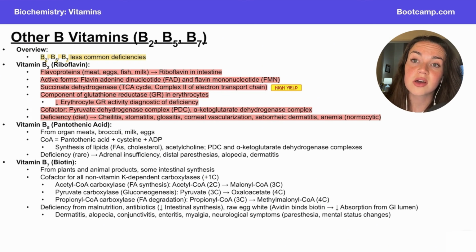The next vitamin we'll talk about is vitamin B5 or pantothenic acid. Your dietary sources of these are organ meats, broccoli, milk, and eggs. And the big important thing about pantothenic acid is it is one of the components of CoA.